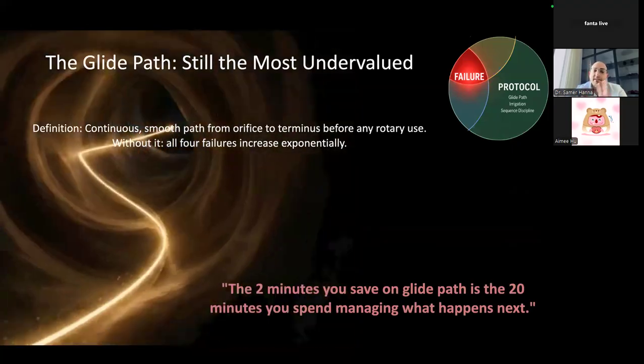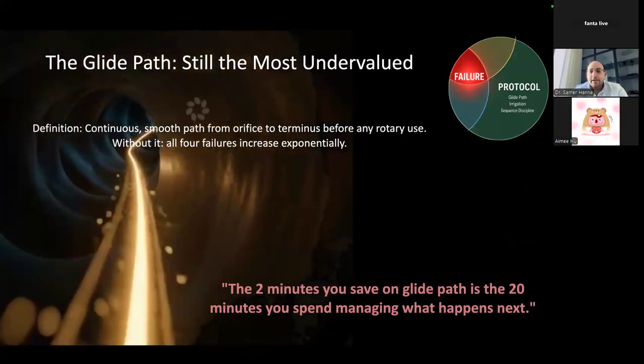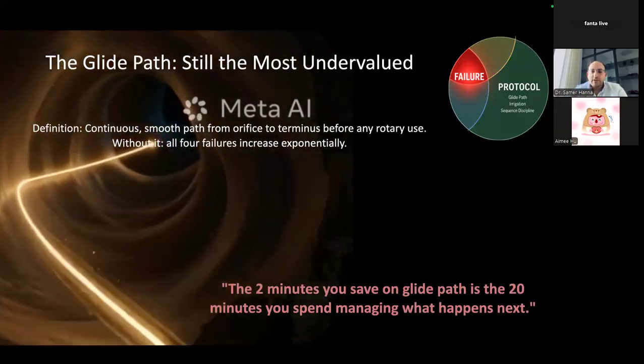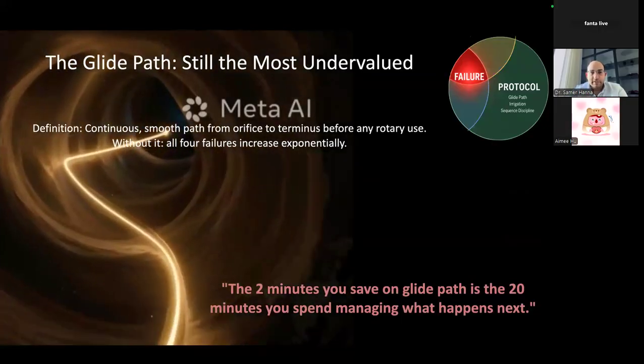So we always say it's 2 minutes that you're going to spend achieving a good glide path, but then it will save you the next 20 minutes, or it will save you from hours of retreatment or trying to bypass problems that you have made.